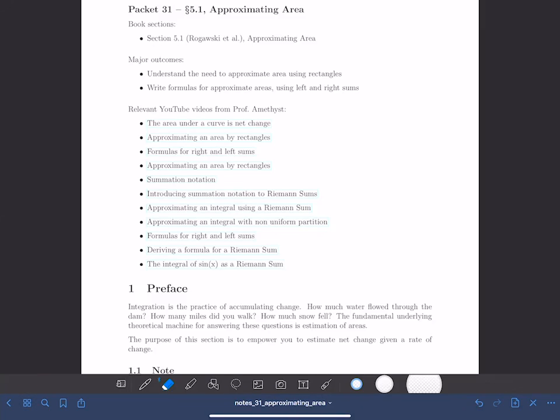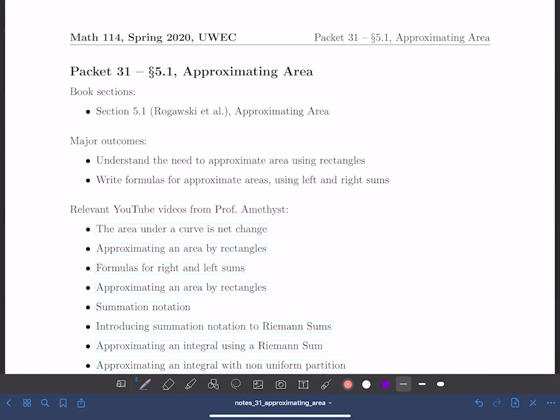Well, hey, let's pick up with some new content for Calculus 1. Today, I would like to talk with you about our new content for our last block in this class. We're going to be talking about Chapter 5, specifically Section 1. Chapter 5 is all about integration, and it starts with the fundamental method of integration, approximating area.